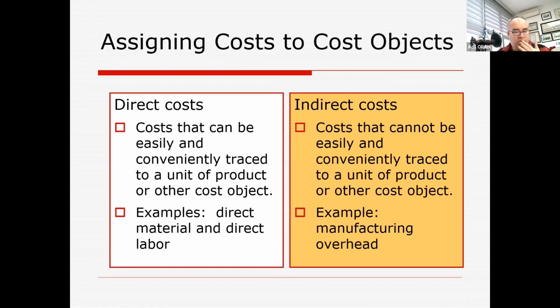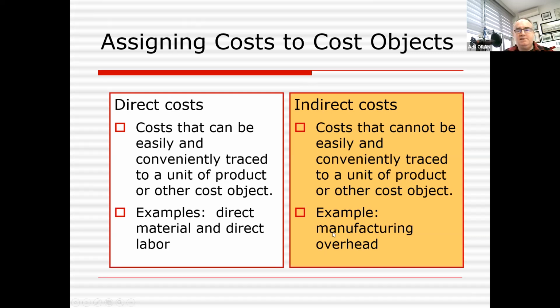Okay, so now we want to get to the point where we can calculate the cost of producing particular things, or what we refer to as cost objects. These can be anything whose cost you want to be able to calculate. Anything for which cost data are desired, including products, customers, jobs, organizational subunits, etc. All of these you can calculate costs for if you want to. And you will have direct and indirect costs. Direct costs can easily and conveniently be traced to a unit of product or other cost object. So raw materials and direct labor are the best examples of direct costs.